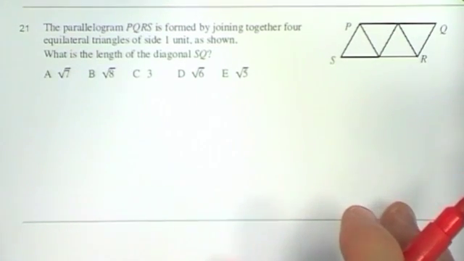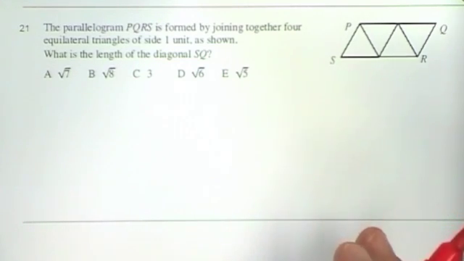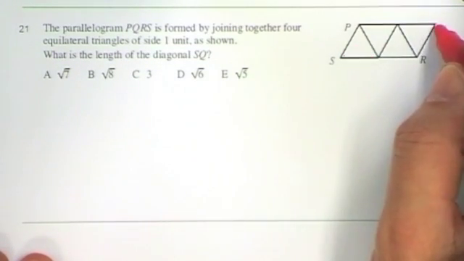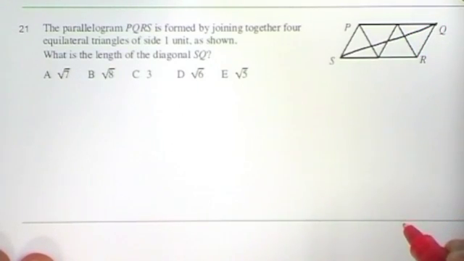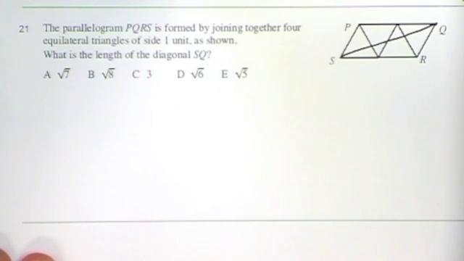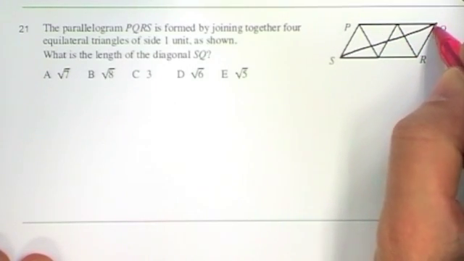Question 21. The parallelogram PQRS is formed by joining two equilateral triangles of side 1 unit as shown. What is the length of diagonal SQ? SQ, this is the diagonal we want, from S to Q. It's a parallelogram and equilateral triangles. What I'm thinking is I'd like to just use Pythagoras, and make this into a right angled triangle.